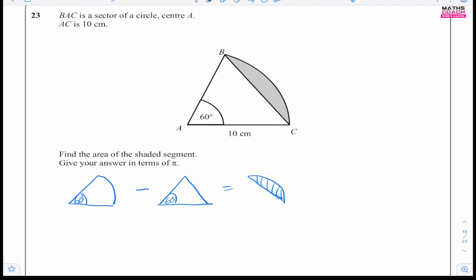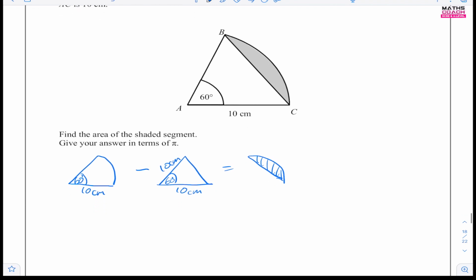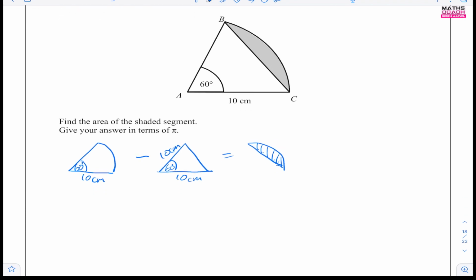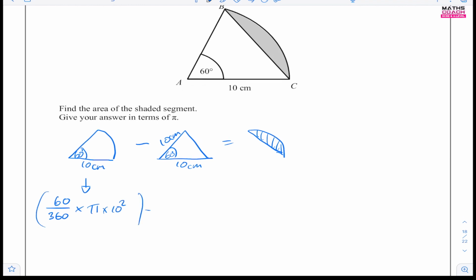So let's go ahead and do that. So let's label our triangle here. So 10 centimeters, 10 centimeters. Right, let's find the area of our sector. How do we do this? We know that 60 over 360 times pi times r, the radius, which is 10 squared. And then how do we find the area of our triangle? We can use our sine area rule, which is half times AB, which is 10 times 10 in this case, times sine 60. And that would equal what we need, which is our shaded area.